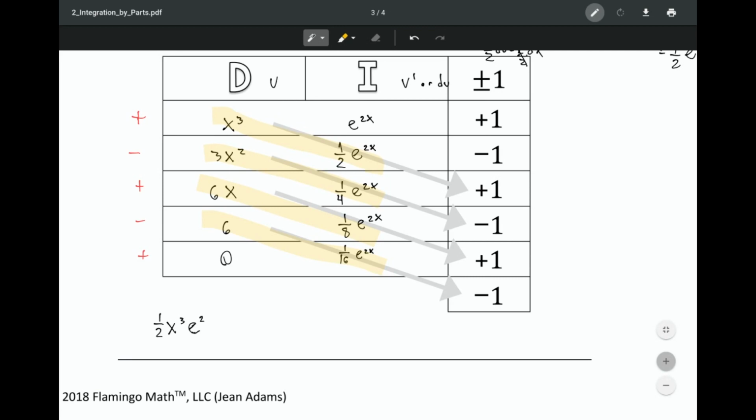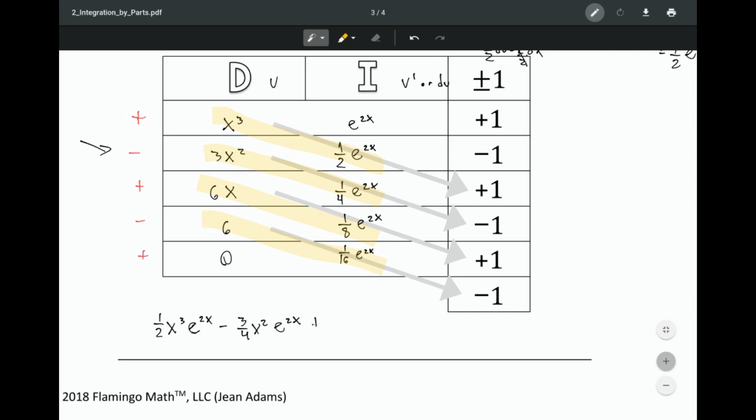E to the 2x minus, now I'm saying minus only because that sign is negative, right? So it's minus 3x squared times 1/4 e to the 2x. So this is going to be 3/4 x squared e to the 2x. All right, let's continue on.